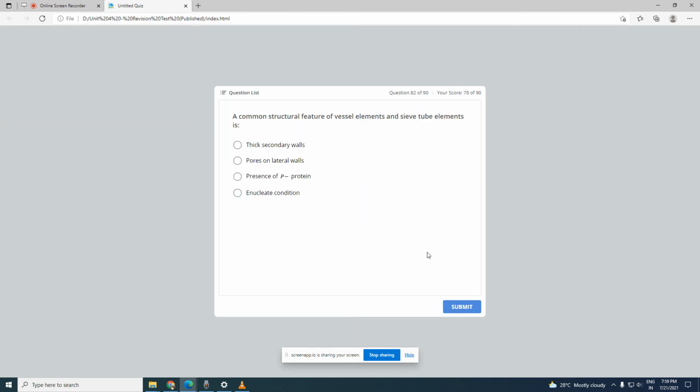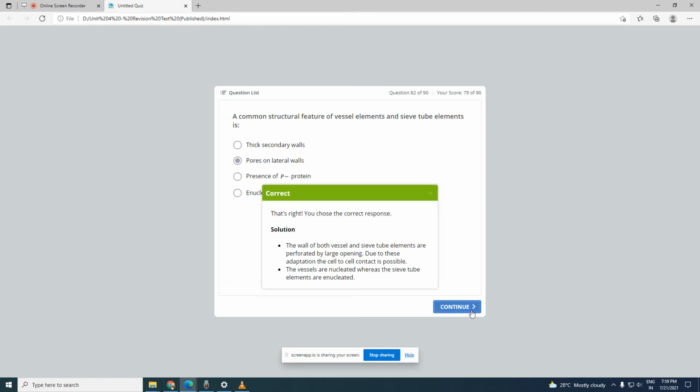A common structural feature of the vessel elements and sieve tube elements is thick secondary walls, pores on the lateral walls, presence of the P protein, enucleate condition. Option B, pores on the lateral walls is the right answer.